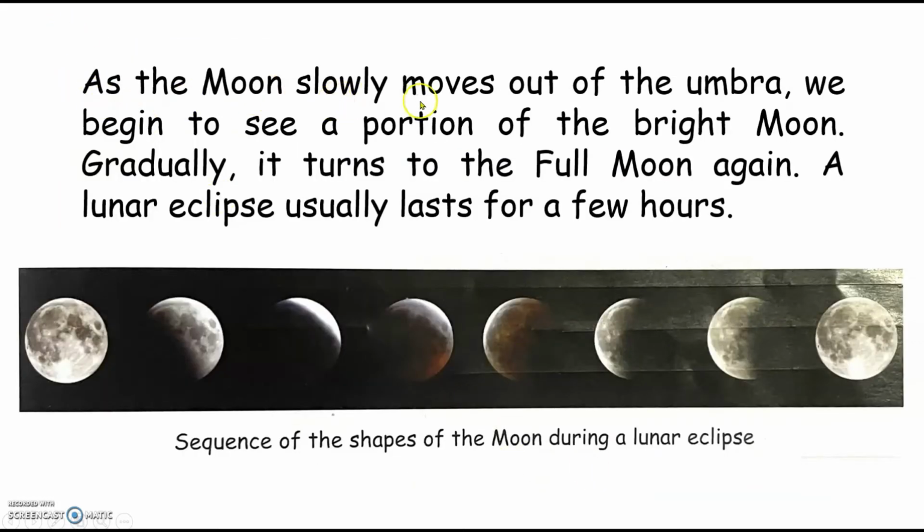As the moon slowly moves out of the umbra, we begin to see a portion of the bright moon. Gradually, it turns to the full moon again. A lunar eclipse usually lasts for a few hours. Sequence of the shapes of the moon during a lunar eclipse.